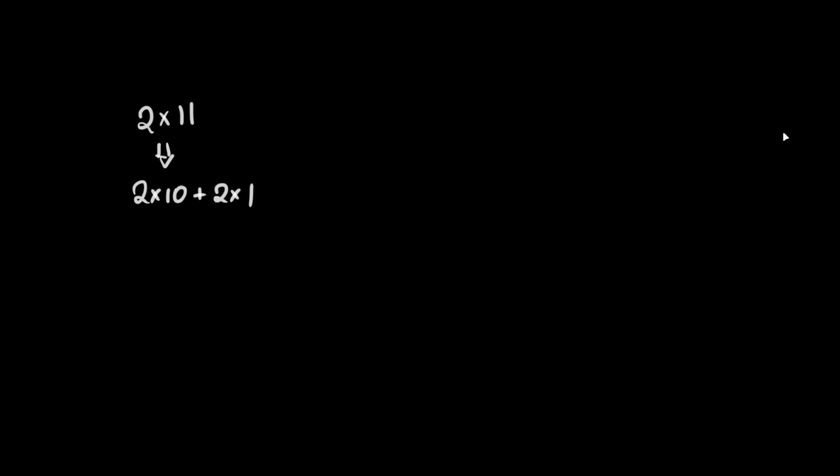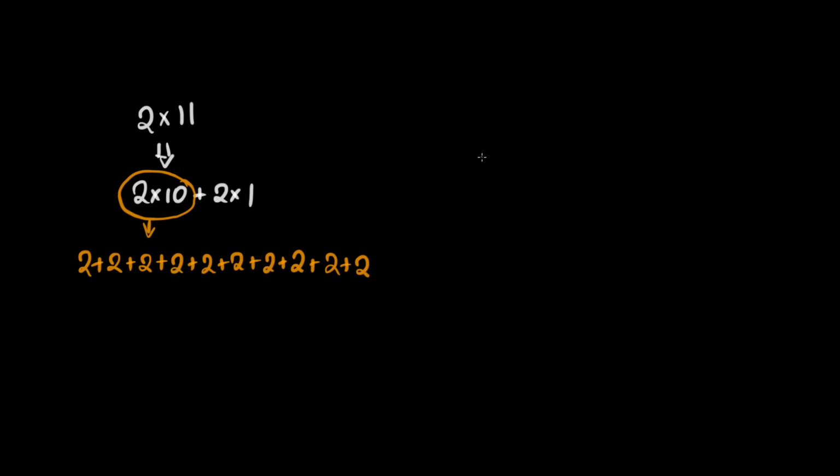Okay, let's see. We have 2 times 10. What is 2 times 10? 10 twos. Alright, let's write it down. 1, 2, 3, 4, 5, 6, 7, 8, 9, 10. Cool. Now, you see that we have to add one more 2. Alright, let's add one more 2. Cool. We have 11 twos.